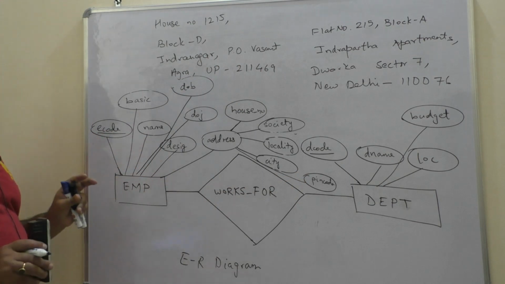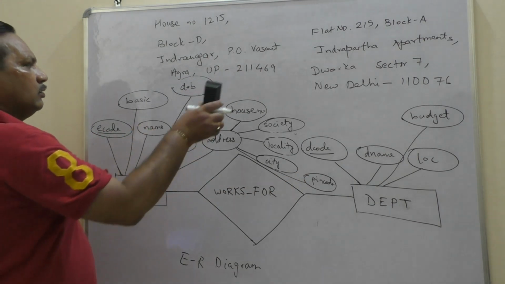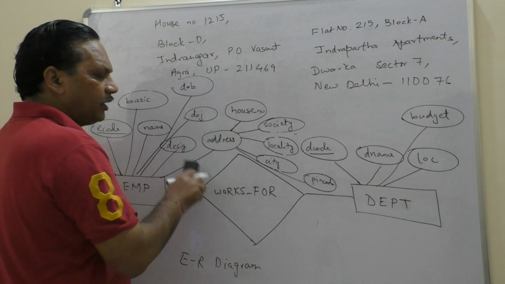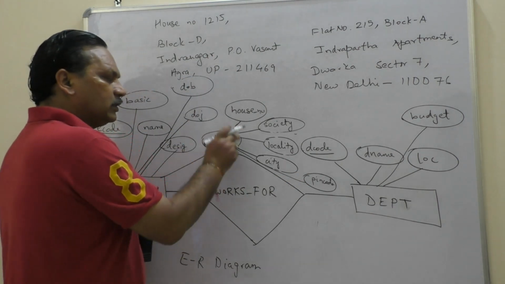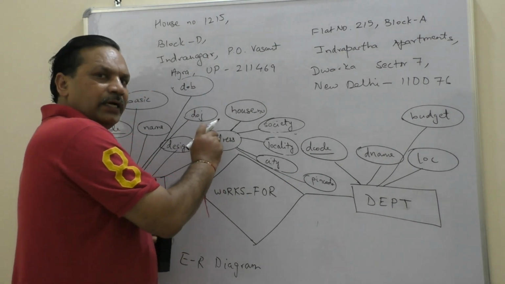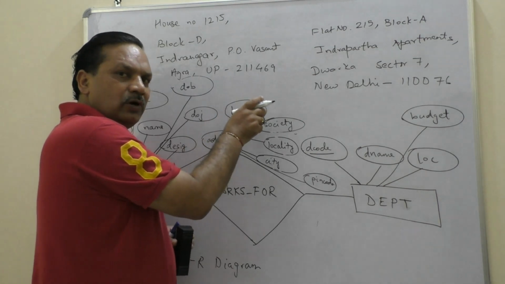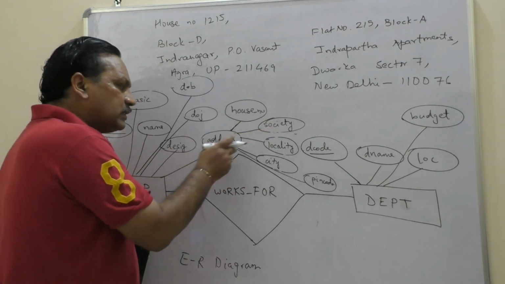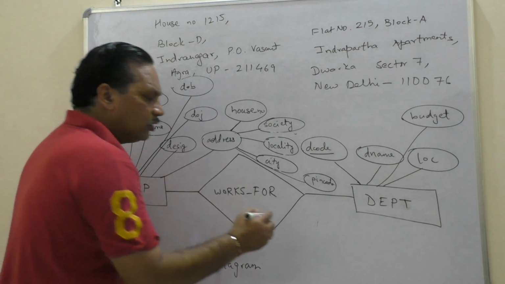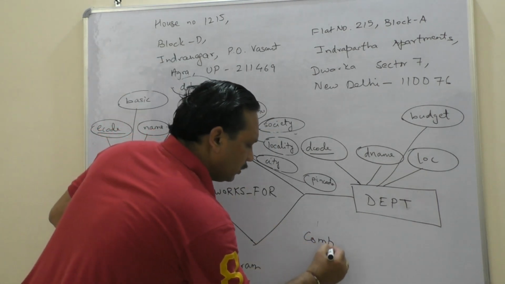So you might be seeing very clearly that now these are what? So this address, now what is address? Further, this address again is divided into further attributes or sub attributes. So what is this type of attribute known as? A composite attribute. I repeat, what is this?